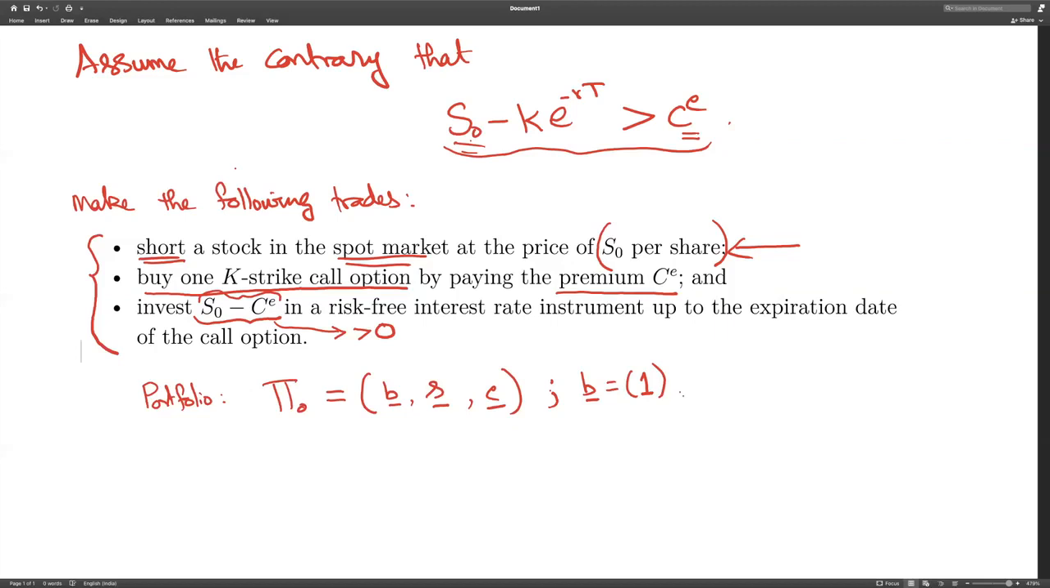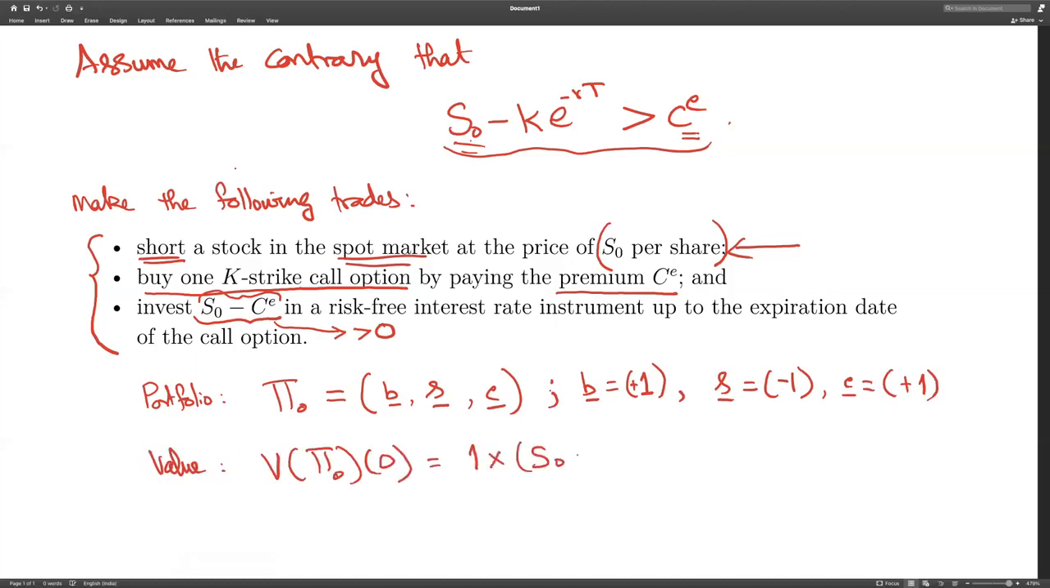So this is just an interpretation, and your stock position is minus 1 because you have shorted the stock in the spot market, and the call option was bought. Therefore, this is plus 1. This is also plus 1. And what is the value? V of pi naught at t equal to 0 is 1 into S naught minus CE, minus S naught, plus CE, right? That is equal to 0. So this is all the idea behind constructing the portfolio, right? Once you understand this idea, the other things are clear, right?